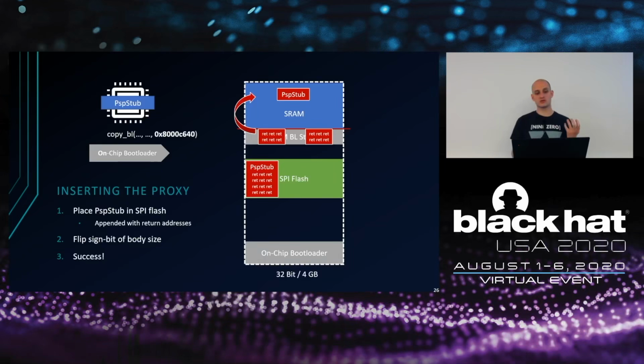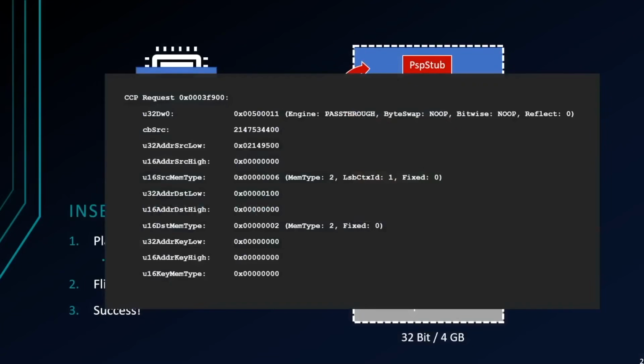Now, if we use the same setup inside the emulator, you would see something like this. This is an output of the emulator, which shows the CCP request. This is the copy operation, which I talked about earlier. Now, the PSP firmware uses the CCP for larger memcopy operations. So in our case, when copying the off-chip bootloader from the SPI flash to the SRAM, not a simple memcopy is used, but the CCP is used to copy the data. And this is the printout of the corresponding request.